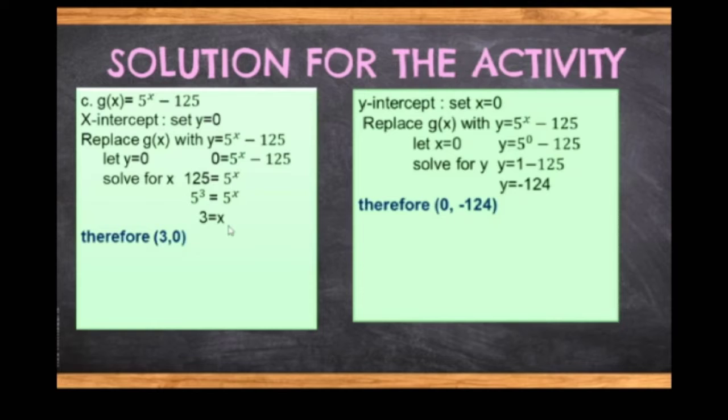Then the y-intercept, we just need to set the x is equal to 0. Then replace g of x with y is equal to 5 raised to x minus 125. Let x is equal to 0. y is equal to 5 raised to 0 minus 125. Then solve for y. y is equal to 1 minus 125 because any number raised to 0 is equal to 1. Then 1 minus 125 is equal to negative 124. The y-intercept is 0 and negative 124.